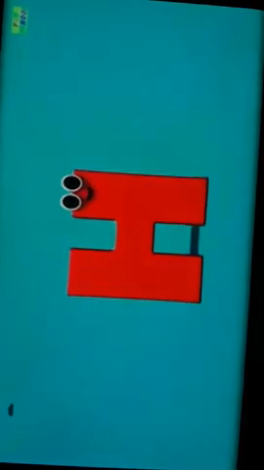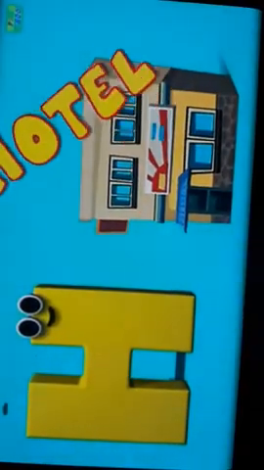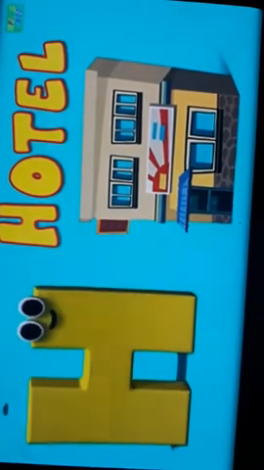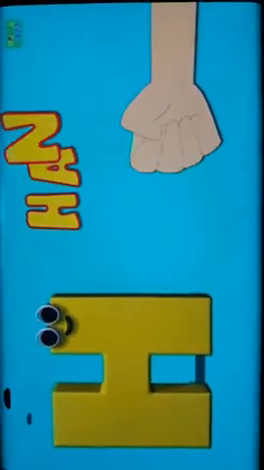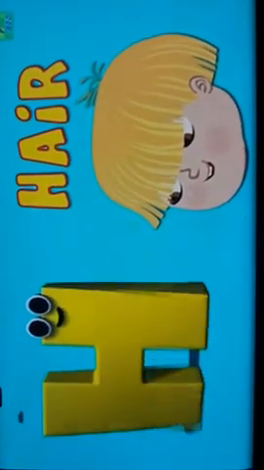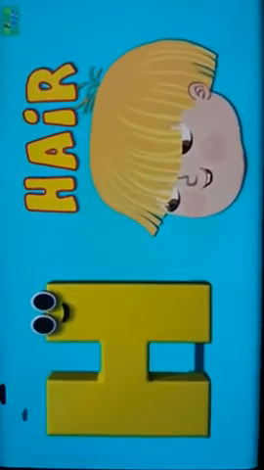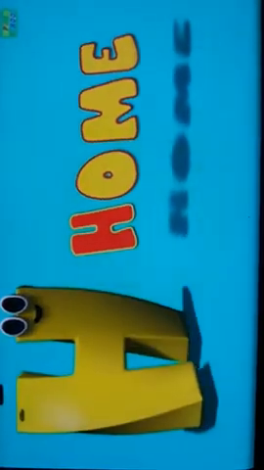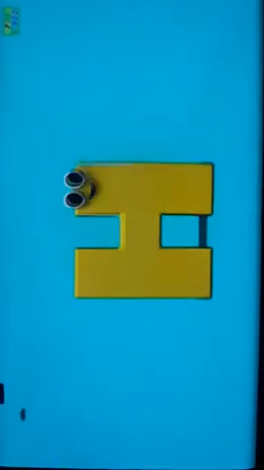Next, H for hotel. H for hand. Next, H for hair. H for home. This is letter H. Which letter? Letter H. The third and last letter is I.